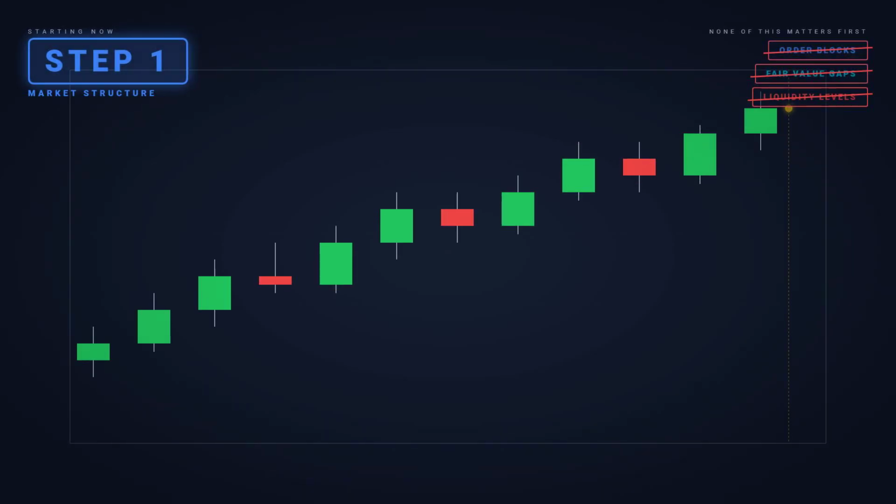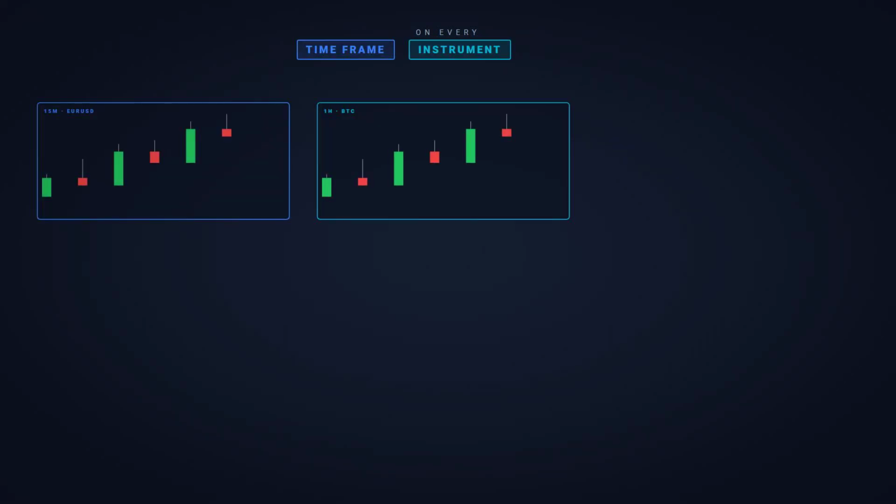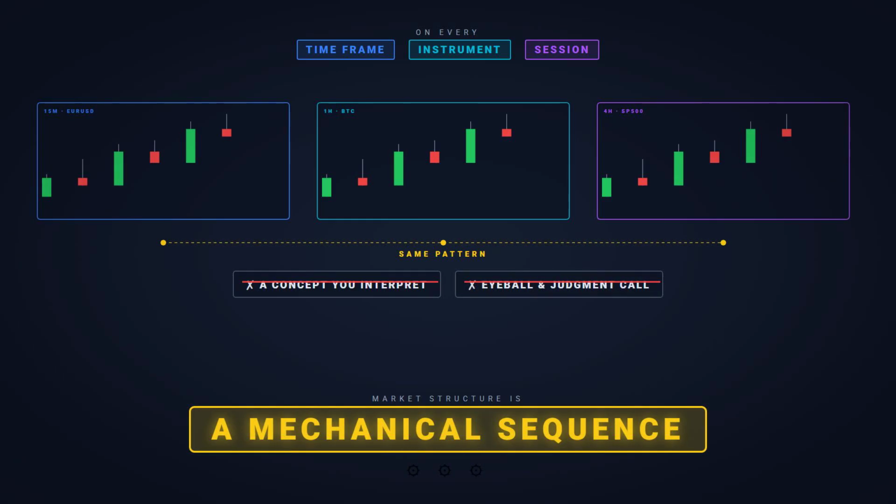Before any order block, any fair value gap, any liquidity level makes a single bit of sense, there is one thing the market is always doing. It has been doing it on every time frame, in every instrument, across every session. And once you see exactly what that one thing is, you will never look at a chart the same way again. Market structure is not a concept you interpret. It is not something you eyeball and make a judgment call on. It is a mechanical sequence, and either price is printing that sequence or it isn't. There's no gray area here, and the moment you treat it like there is, every other SMC concept you try to apply becomes guesswork.